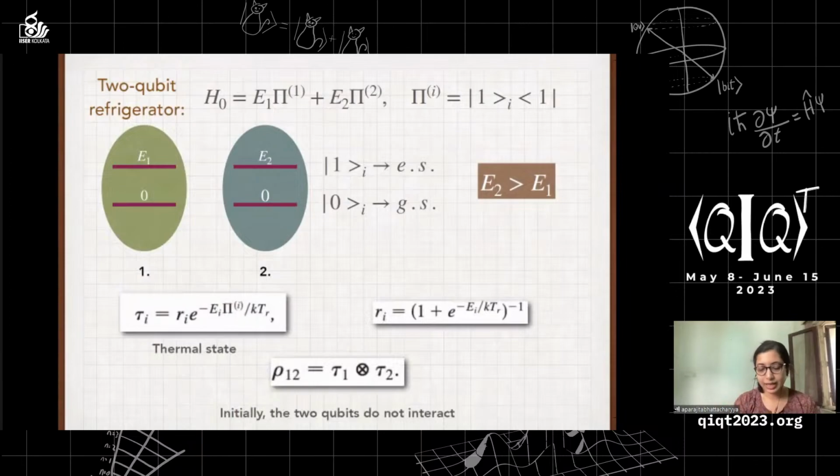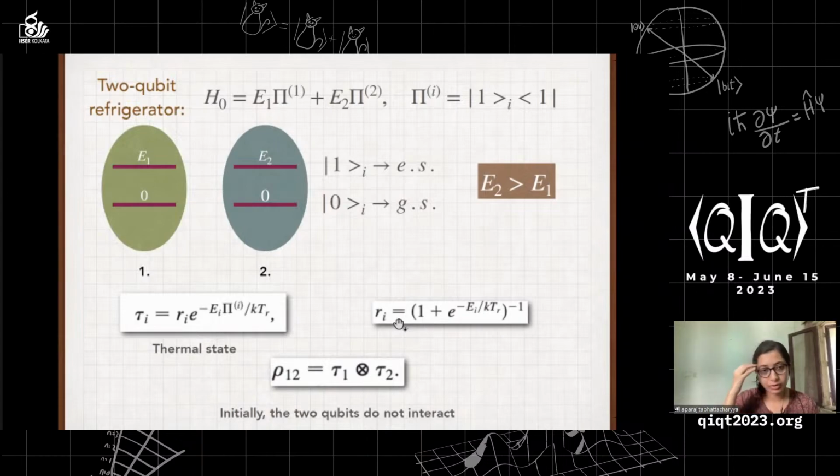At the beginning, they considered that the joint initial state of the system is a tensor product of the thermal states of the individual qubits. So this ρ12 is τ1 tensor τ2 initially, where τ1 and τ2 are the thermal states of each of these qubits. The thermal state τi is given in this manner, where Ri is calculated using this partition function.